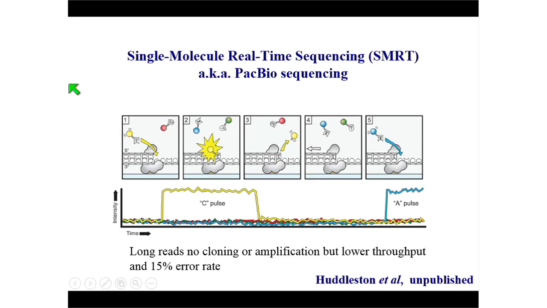So the strength of this technology, in part, is that there's no cloning and there's no amplification. I want you to remember that, because a lot of technologies, such as bridge amplification from Illumina, involve the idea that you have to create amplified material. Here you're starting with native DNA. The disadvantages are low throughput and a high error rate, around 15%. Most of the error is missed incorporations, because the DNA polymerase moves so quickly that sometimes you miss the actual incorporation itself.